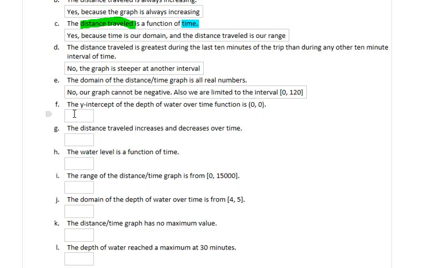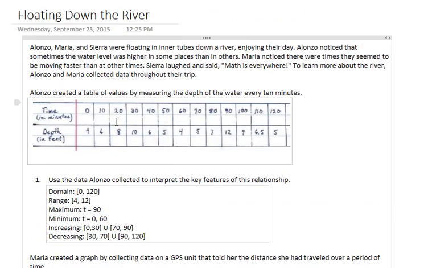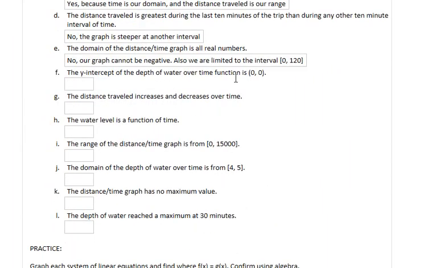The y-intercept of the depth of the water over time function is 0, 0. Remember that when I say y-intercept, that's a fancy way of saying x is 0. When x is 0 on this graph right here, my output is 4. So nope, does not work out. No, it is 0, 4.